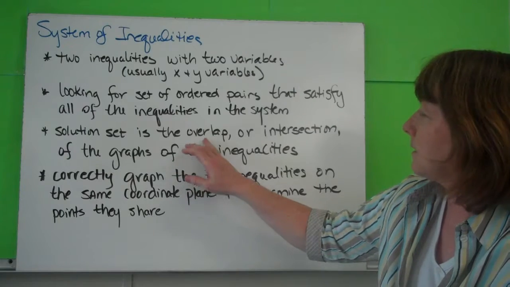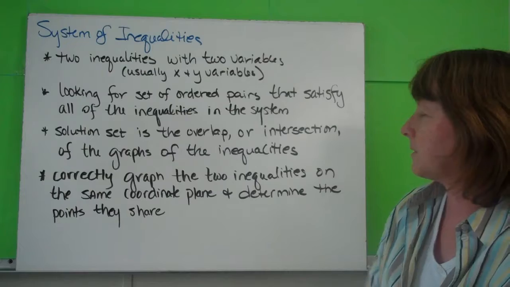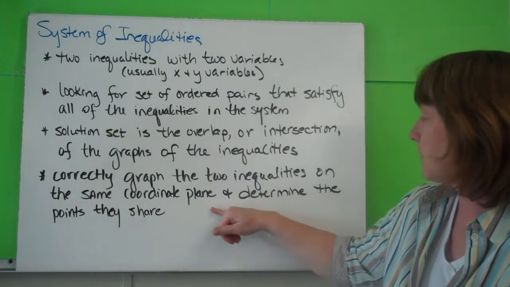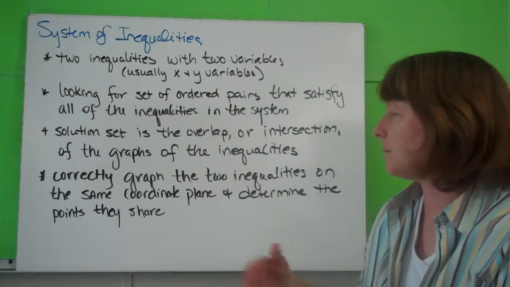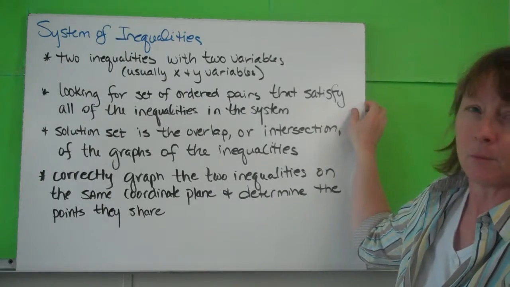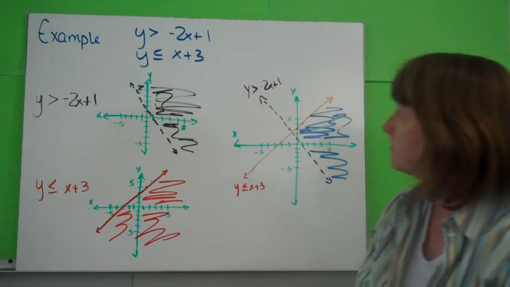You're looking at the overlap. Where do these two inequalities intersect with each other? So you're going to correctly graph the two inequalities on the same coordinate plane and then determine the points they share. For teaching purposes, I'm not going to overlap them so that you can understand the information a little bit better. But when you do your homework, you can put them on the same coordinate plane and overlap them.